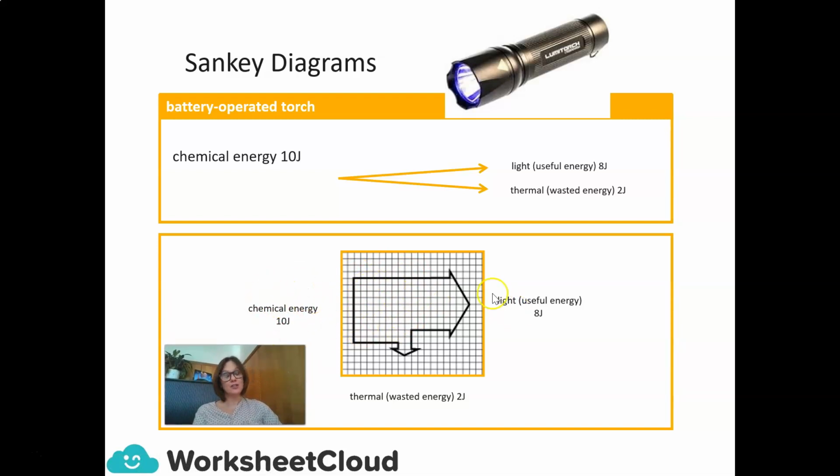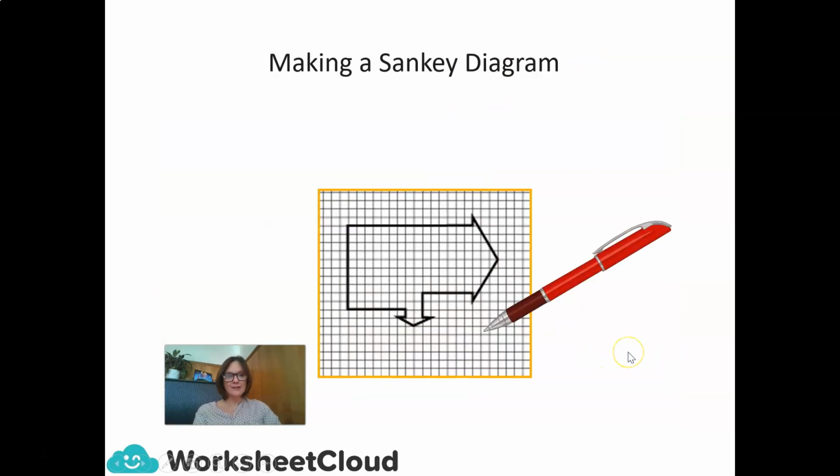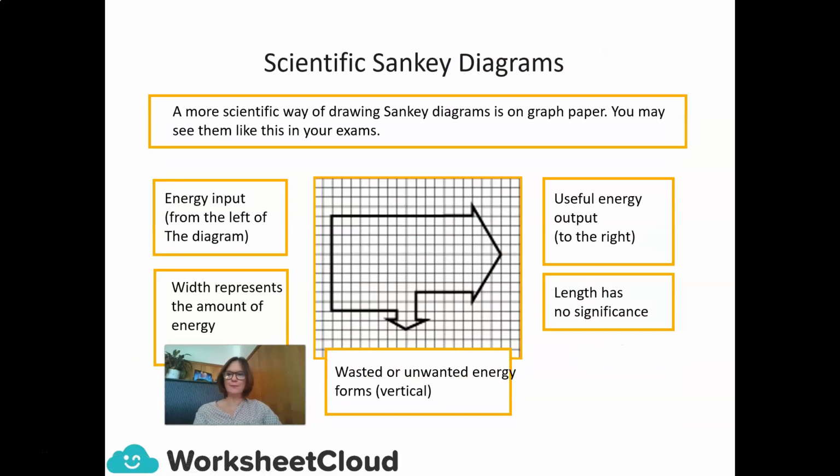The light energy, can you see how thick the arrow is, the useful energy? It's 8 joules. The wasted energy going downwards, the arrow pointing downwards, is just 2 joules. Okay, and that is called a Sankey diagram. Let's look at it in a little bit more detail.